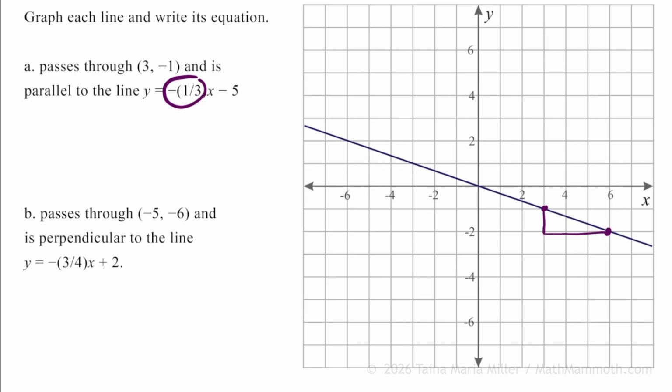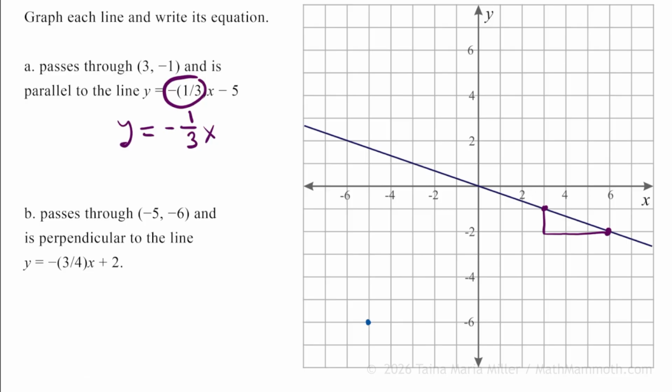What is its equation? We can see that from the graph real easily this time, because the line passes through the origin. We know the slope, and therefore we already know the y-intercept, it's just 0. So it is y equals minus 1/3 times x. Next one passes through minus 5, minus 6, and is perpendicular to the line y equals minus 3/4 times x plus 2. All right.